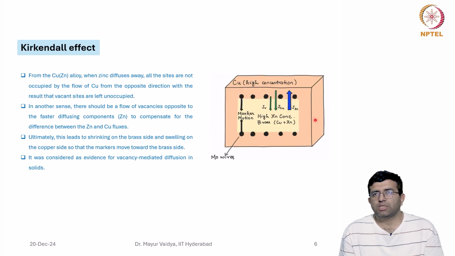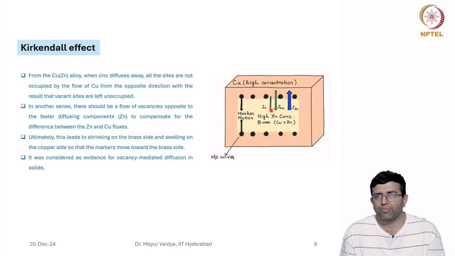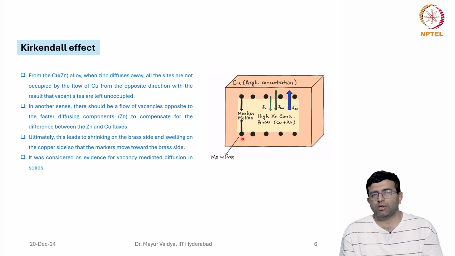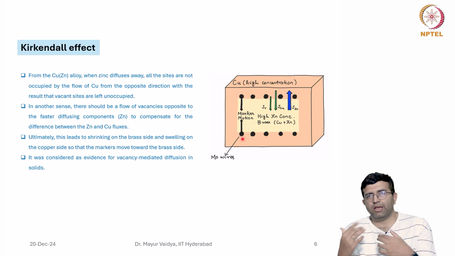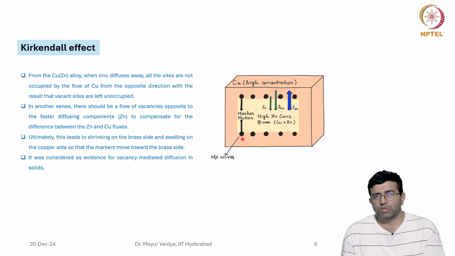You can see, for example, here the zinc flux is shown. Zinc is moving at a higher rate, copper is moving at a slower rate, which means that there are excess vacancies on the zinc side, which means that as if the vacancies also have flown from here to here. So, marker motion will be in this direction. Remember that the marker motion will always be in the direction of the slower diffusing species.